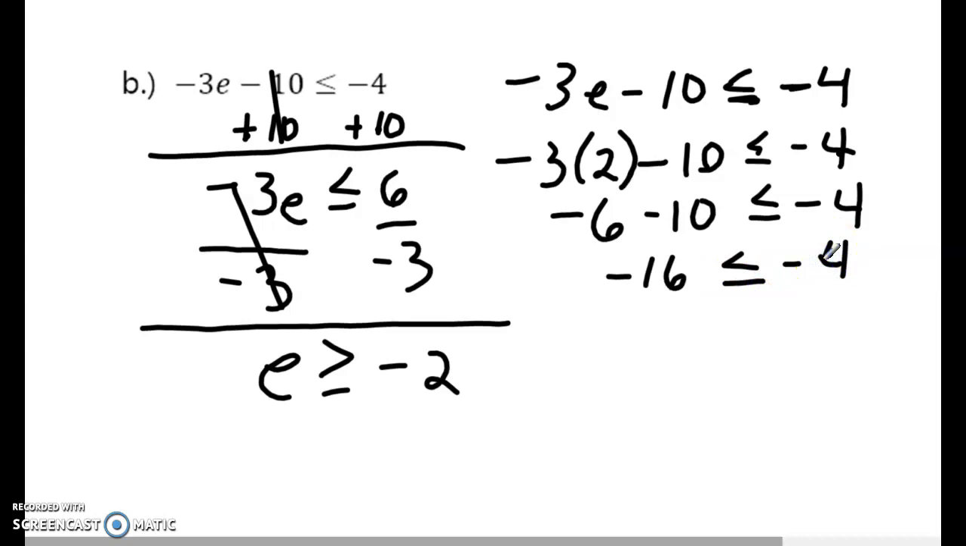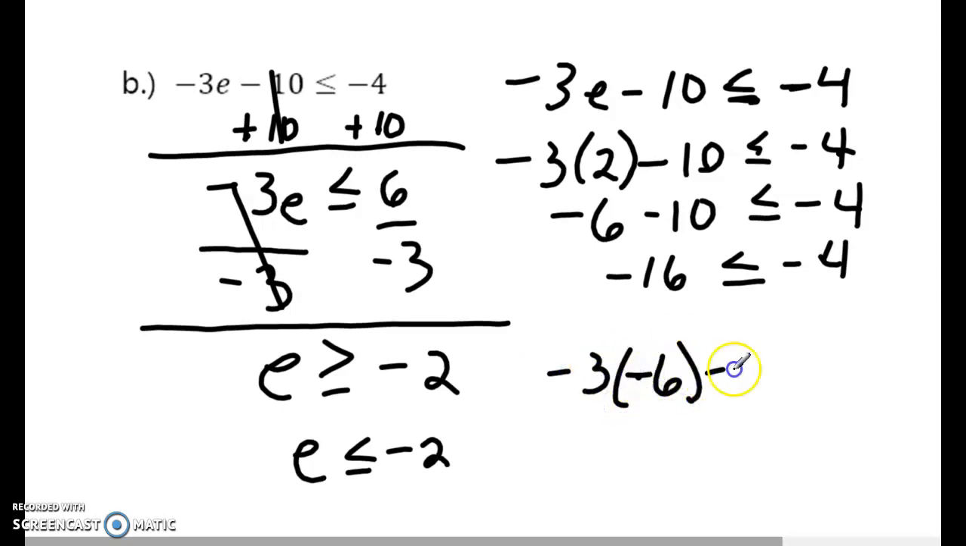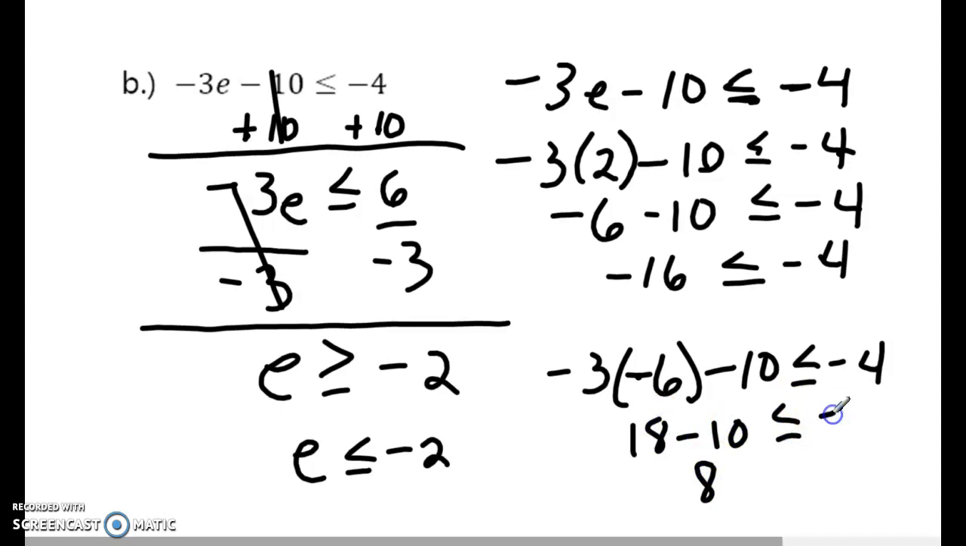Yes. Now, what if we didn't change the inequality? What if we left it alone? And then our answer would have been instead, e is less than or equal to -2. So give me a number less than -2, Abby. -6. So I plug in a -6 for e. -3 times -6 is 18. 18 minus 10 is 8. Is that less than or equal to -4?